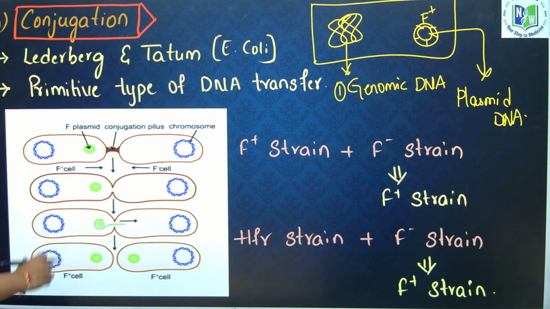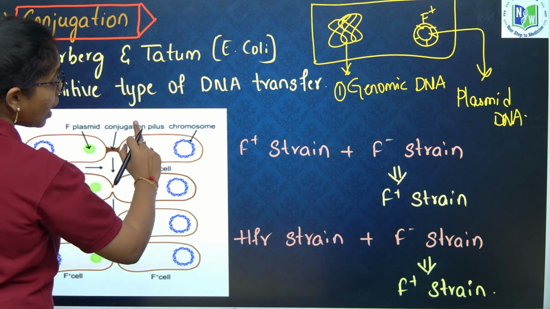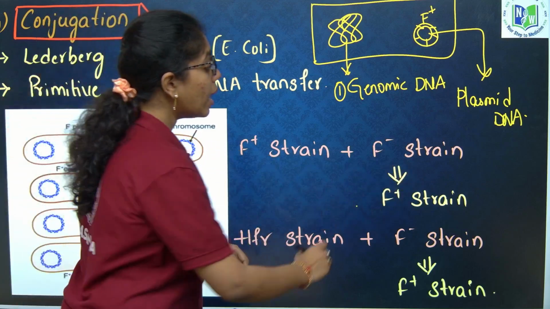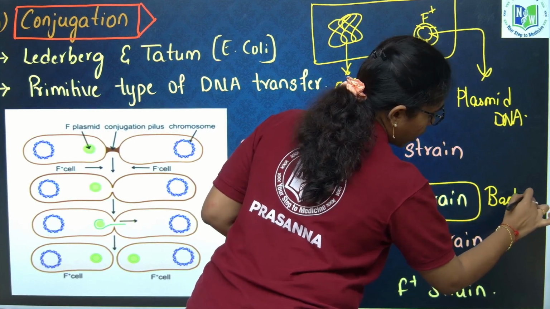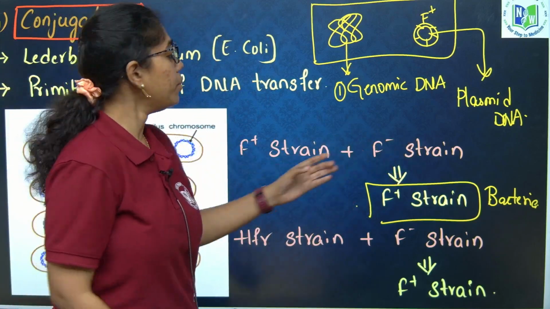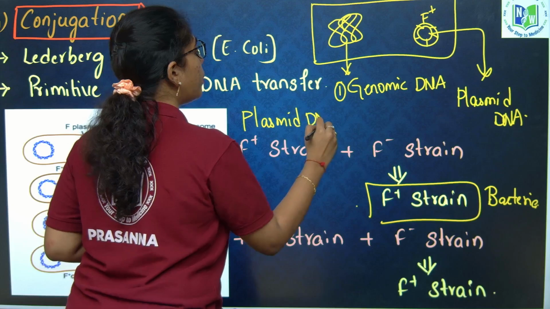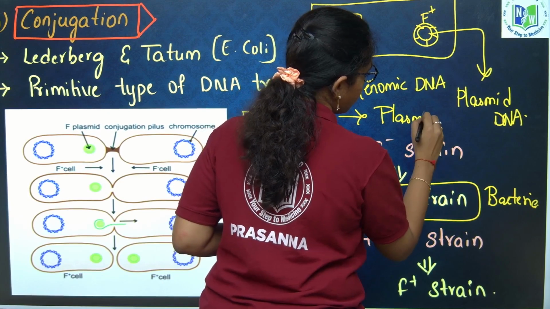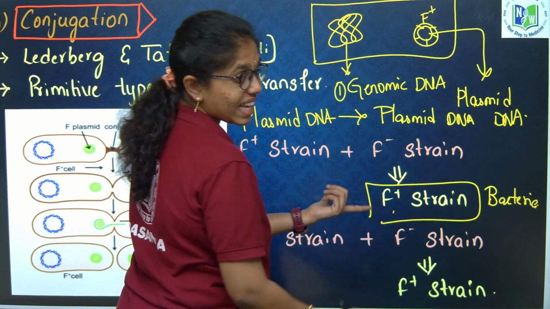Conjugation is nothing but the transformation of the F factor from one plasmid DNA to the bacteria of other plasmid DNA. F plus strain and F minus strain will give you what? F plus strain of the bacteria. The daughter cell now will have the F plus strain. Here the gene recombination is happening from plasmid DNA to a plasmid DNA, from donor to recipient. F plus strain and F minus strain, finally it will give the F plus strain.